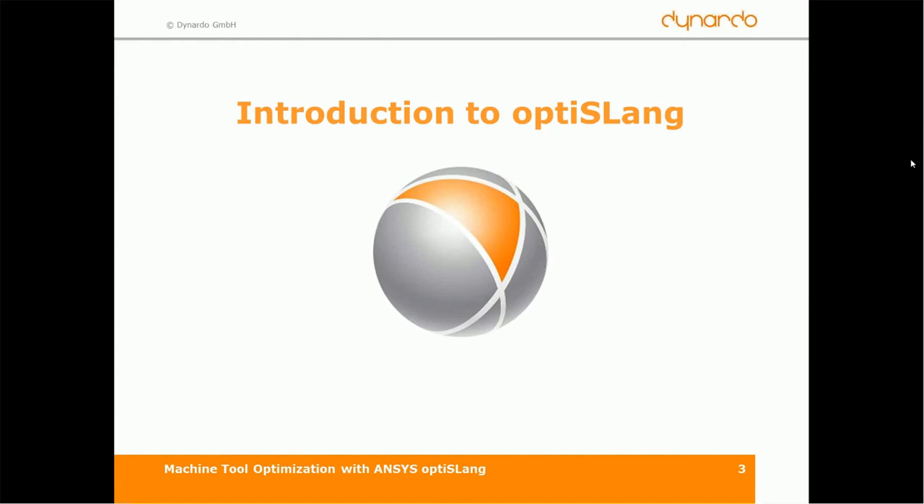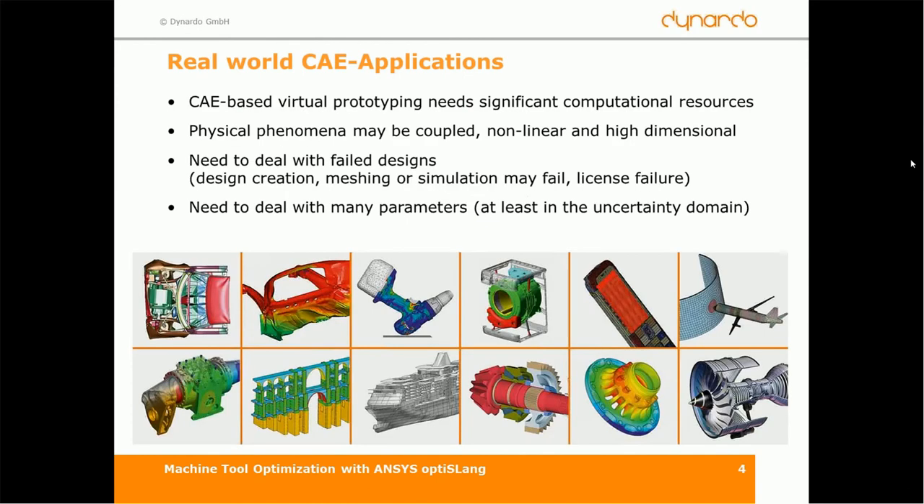Let me shortly introduce optiSLang to you. When we have real-world simulations, then usually we need significant computational resources. Then the parameter variation becomes more and more computationally demanding. That means we are not able to run several millions, thousands, or whatever designs. We have to capture physical phenomena from several disciplines, which may be coupled, nonlinear and even higher dimensional. So we have to consider many input parameters in our algorithms.